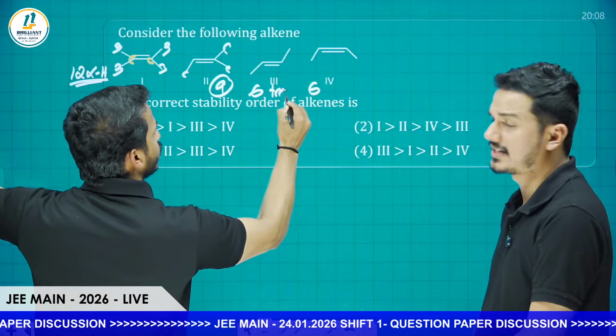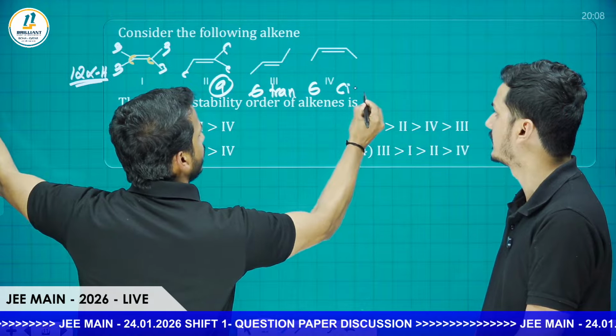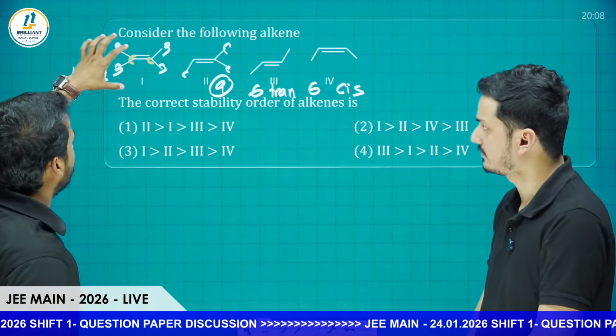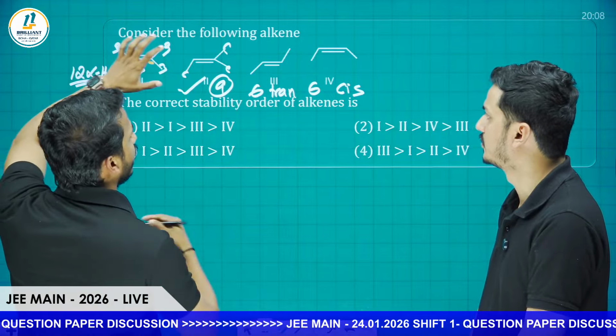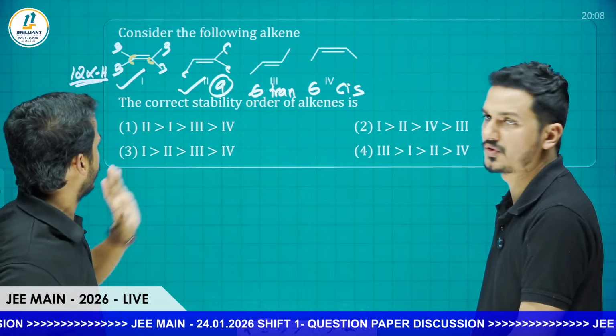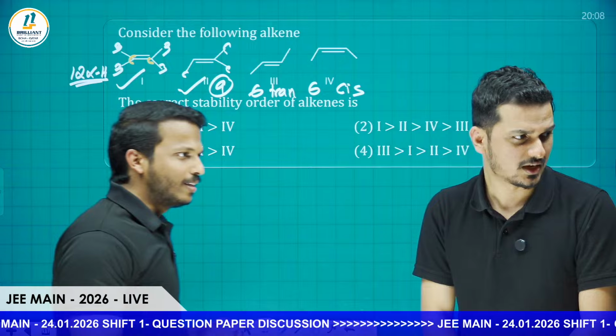But this one is trans, and trans is more stable because of less steric hindrance, and here cis is there. So the more alpha hydrogens, the more stable. So this is the most stable, then this one. Among trans and cis, trans will come as most stable. So the order is 1, 2, 3, 4, same order. Option 3.